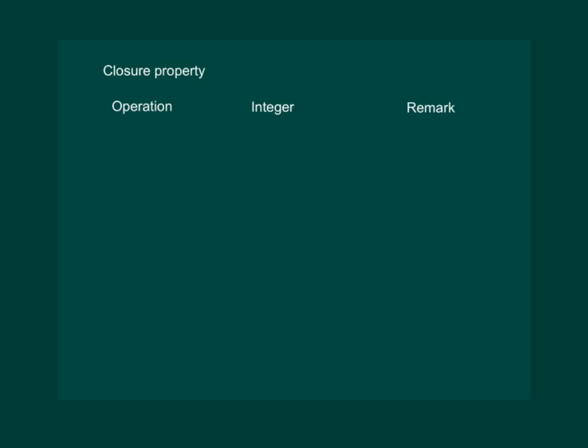Let us now check closure property for integers. We start with addition. Let us add any two integers, say minus 6 plus 5 gives us minus 1, which is an integer. If we take 0 plus minus 2, it gives us minus 2, which is again an integer. So we can say that integers are closed under addition.